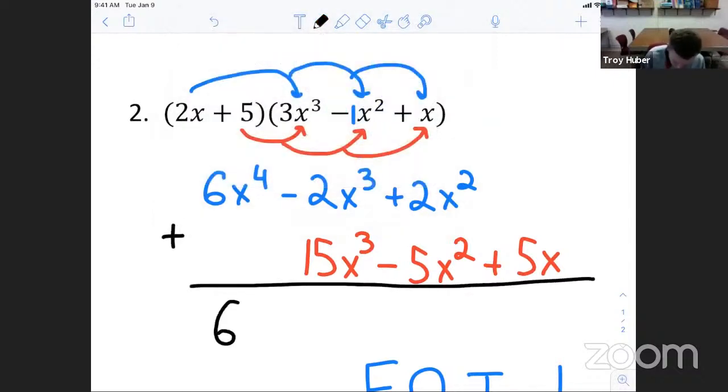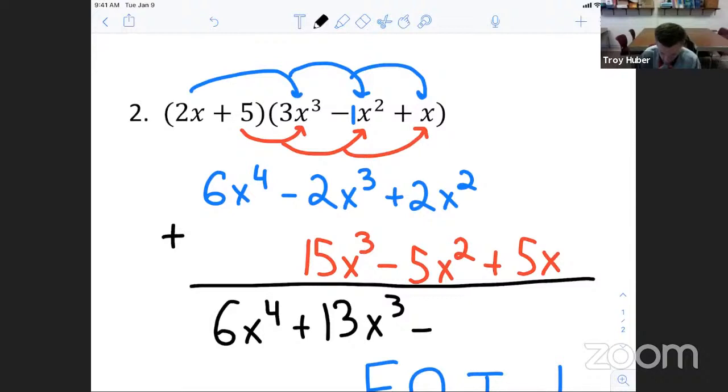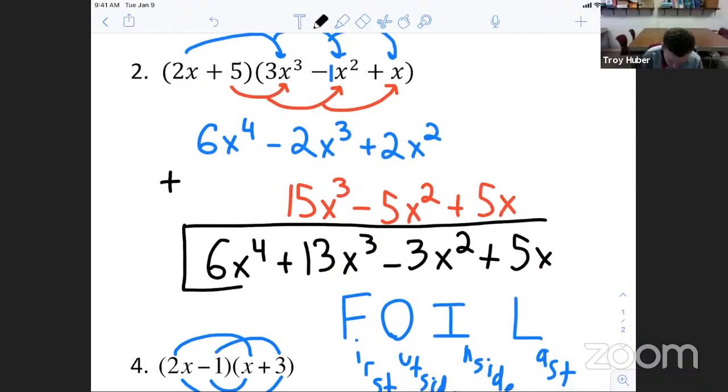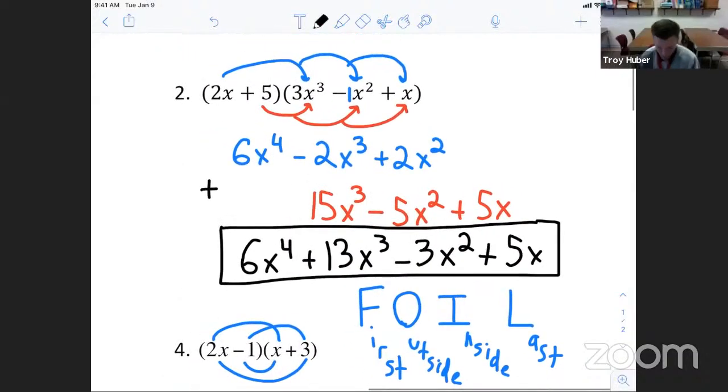I have 6x to the 4th. Negative 2 plus 15 would be positive 13x cubed, minus negative 5 plus 2 would be negative 3x squared plus 5x. And this would be our answer for that number 2. Okay, we can't simplify it anymore. That's it.